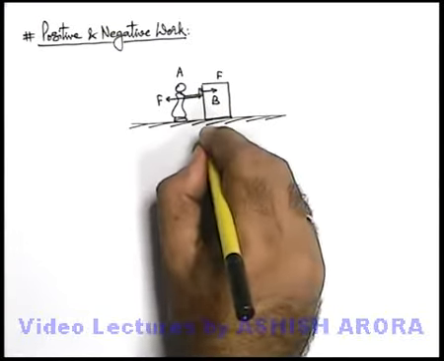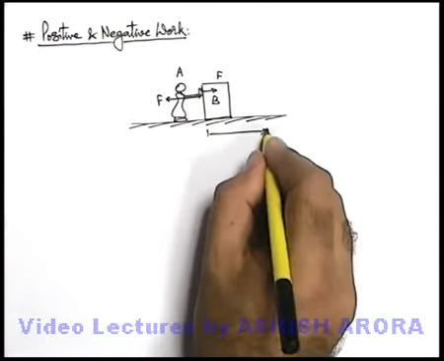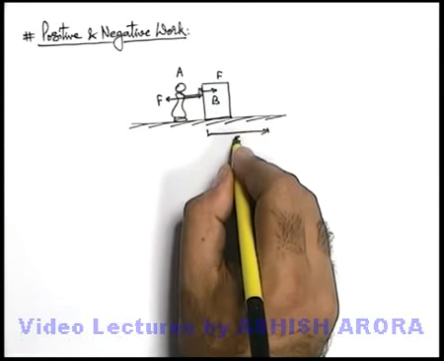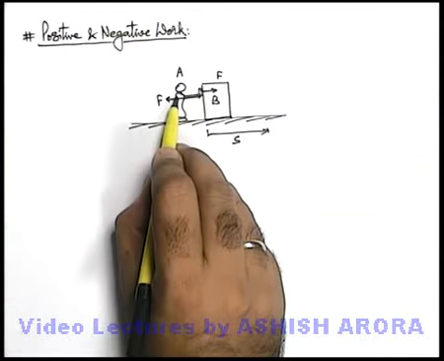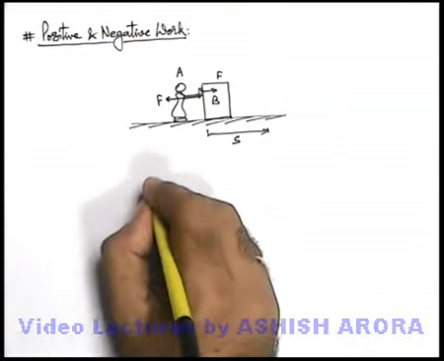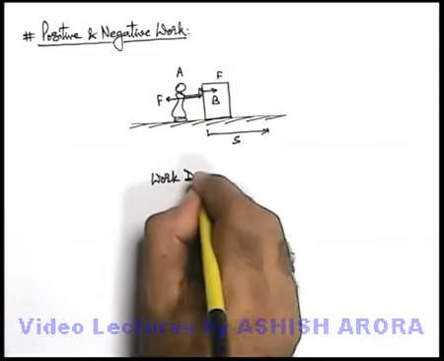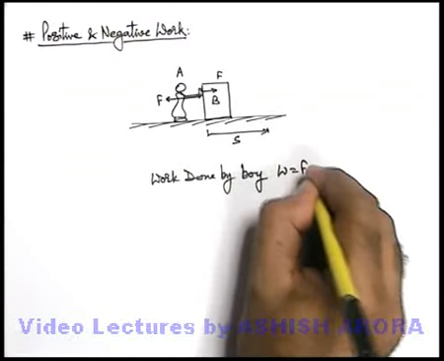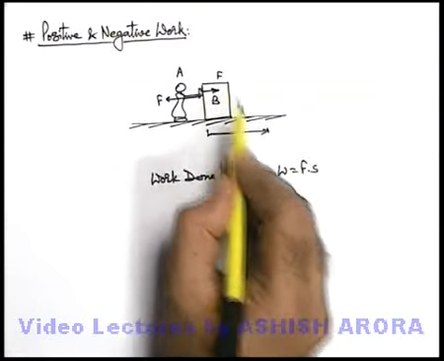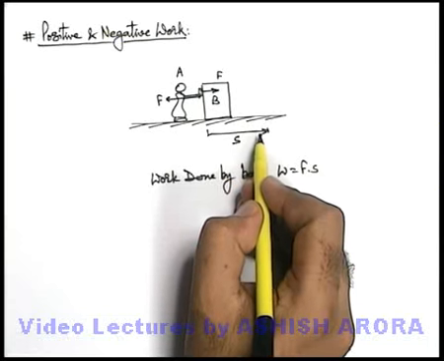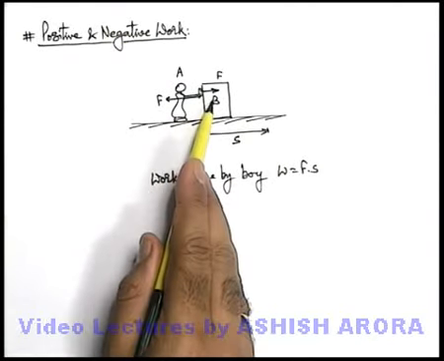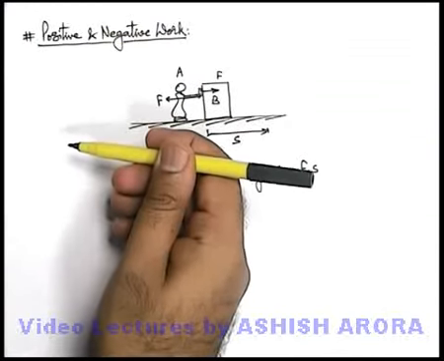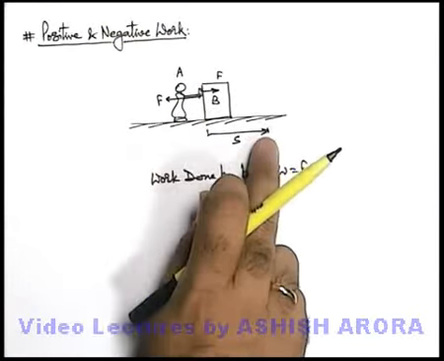Now say the block is displaced to the right, with displacement S. In this situation the work done by the boy is F into S. This work can be written as F into S because the applied force and displacement are in the same direction. But if we talk about work done by the block, the block has exerted a force at the same point of application in this direction, and the displacement is opposite to the force.